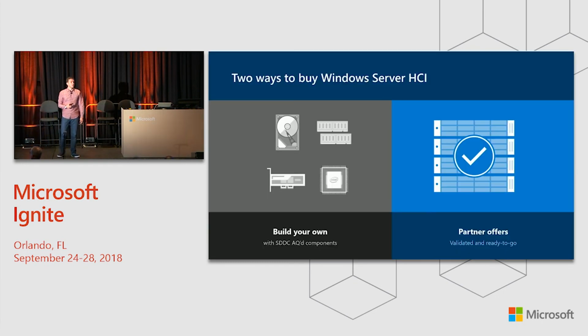And you can also think about procuring hardware for hyper-converged infrastructure, which you can do in two different ways. You can either build your own by picking parts from the Windows Server catalog that have the Windows Server logo as well as the software-defined data center additional qualifications. Or the path that we really recommend is to go with an offer from one of our partners that's been pre-validated and is ready to go.